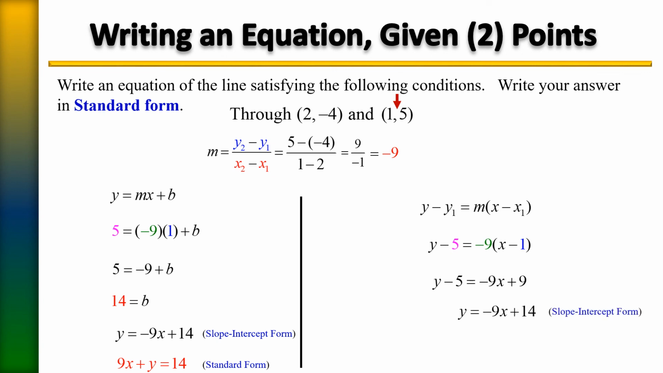And again, we have the same answer as we did using the other method, that our line is y equals -9x plus 14. Once we add 9x to each side, our line is also again in standard form of 9x plus y equals 14.